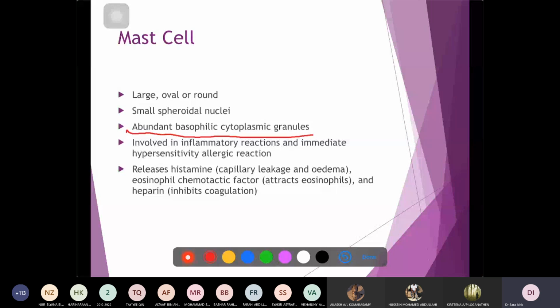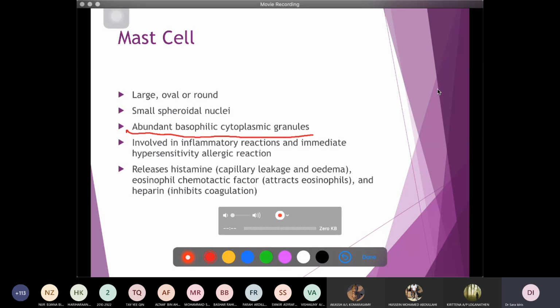All of these are stored in the basophilic granules. Once it has the proper stimulus, it will release all these substances: the histamine, the eosinophilic chemotactic factor, and also the heparin. Okay, let's have a look at the mast cells.